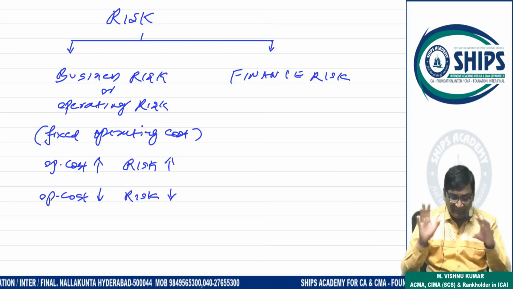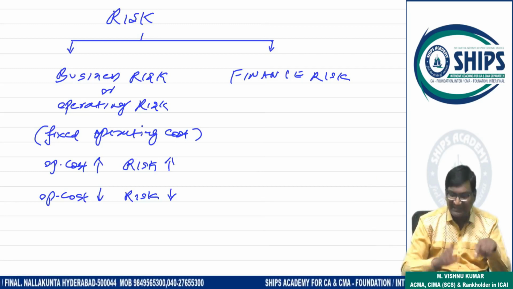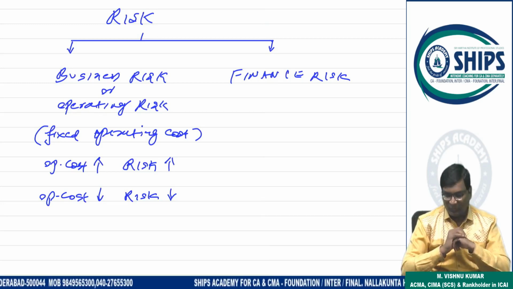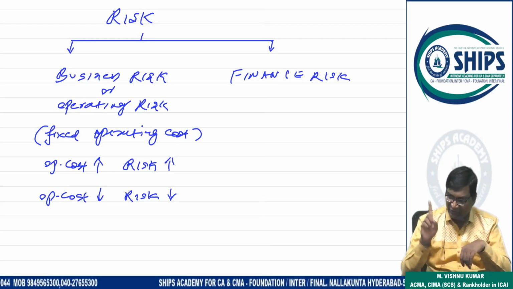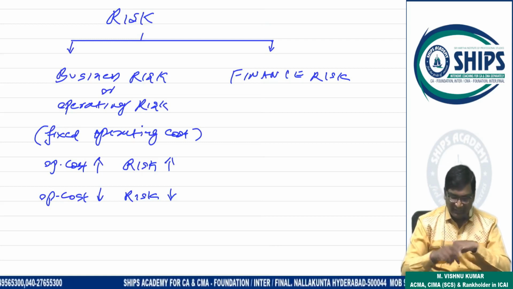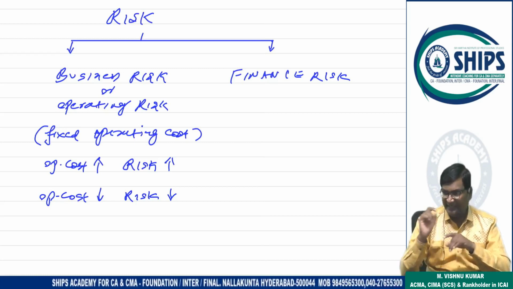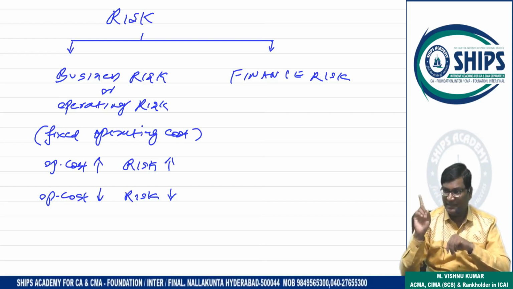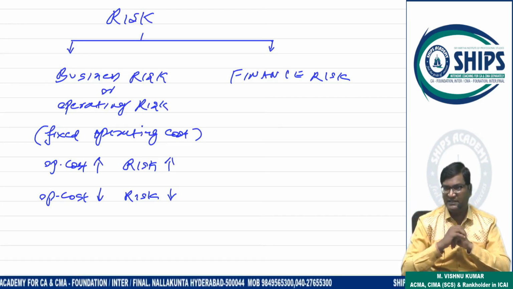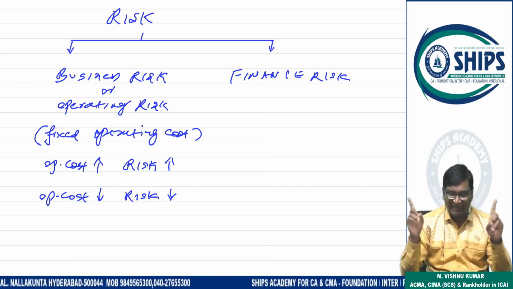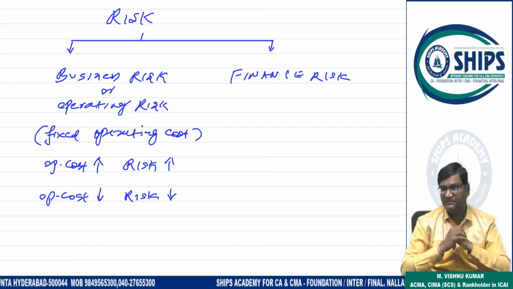Always remember, operating cost increases means risk increases, operating cost decreases means risk decreases. When operating cost and risk are increasing, return should also increase. Here return means increase in sales and increase in EBIT. If sales are not increasing and EBIT is not increasing, in what way is your operating cost increasing? It means your return is less and risk is high, which is not viable. Understand?